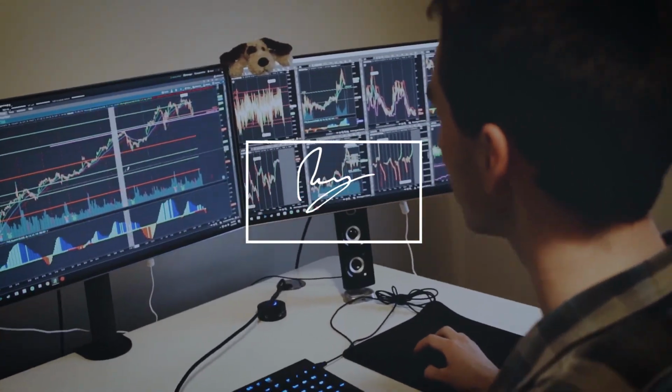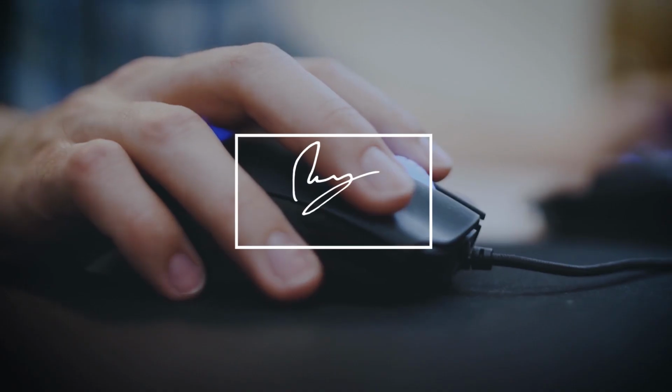So what is the hammer candlestick pattern and how do you use it? In this video, we're going to walk through why this is one of the most powerful candlestick patterns there is out there.